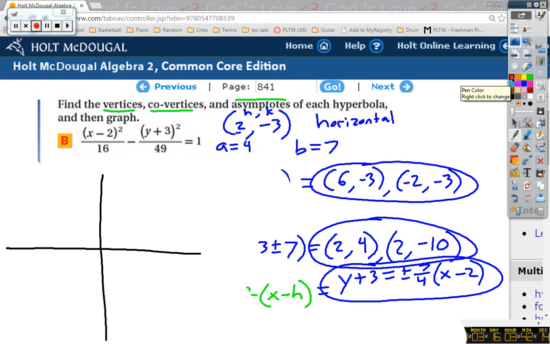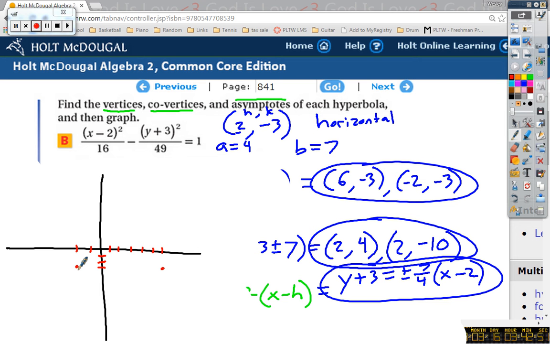Alright, so first I'm going to plot my vertices points and my co-vertices points. So my vertices are at, well, let's do my x values. So we have 1, 2, 3, 4, 5, 6, and 1, negative 2. And then the y values for both of those is at negative 3. So I'm at 6, negative 3, so right here. And then I'm at negative 2, negative 3, so here.